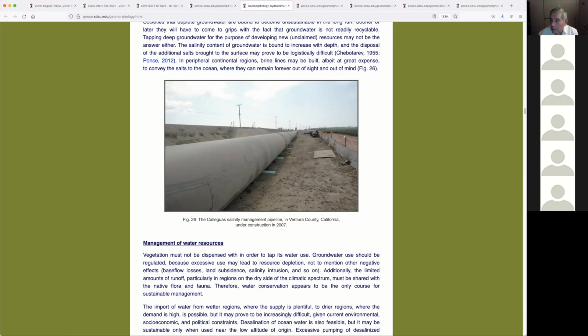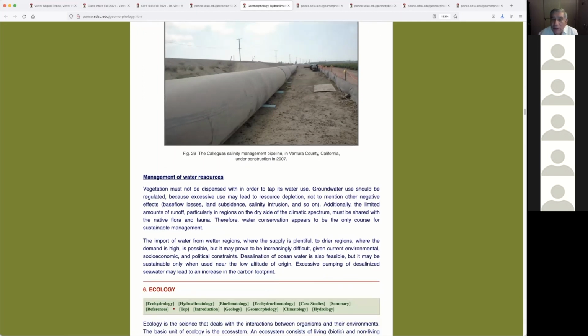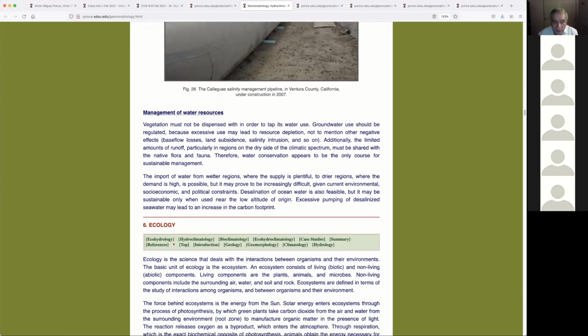You guys may not know the geography, but Port Hueneme is somewhat south of Santa Barbara. Port Hueneme is, I believe, where the Navy Civil Engineering Corps is, where this brine line drops into the ocean.